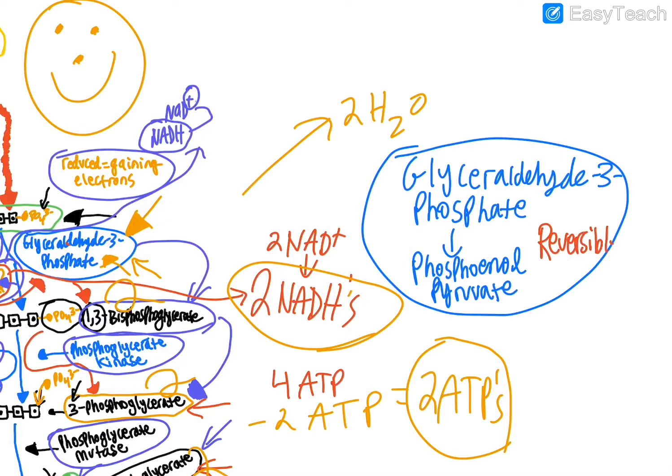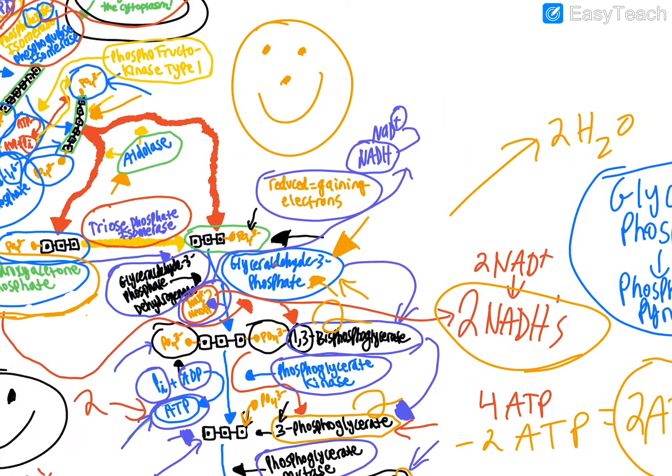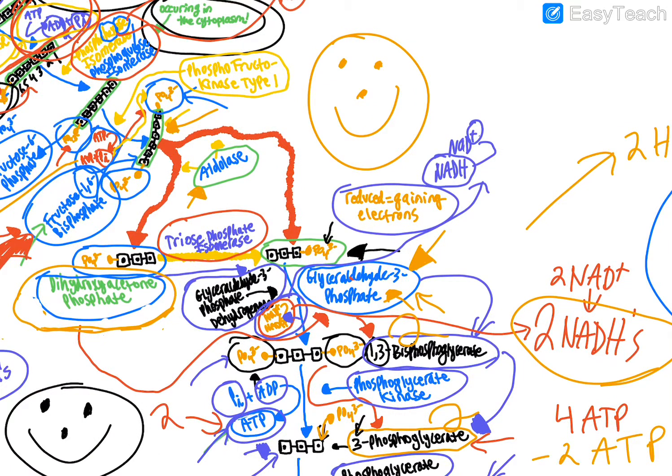And one more reaction that's reversible, or two more actually, is the reaction involving aldolase. So let's go ahead and see what I mean by that. You see this reaction right here where fructose 1,6-bisphosphate got split by aldolase into glyceraldehyde 3-phosphate and dihydroxyacetone phosphate. That reaction is reversible, so glyceraldehyde 3-phosphate and dihydroxyacetone phosphate can get converted back into fructose 1,6-bisphosphate.